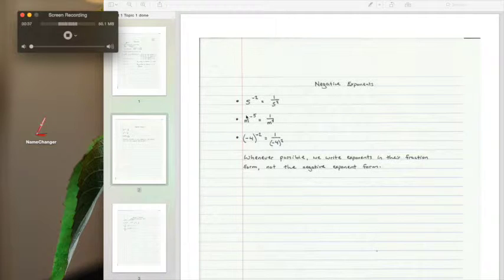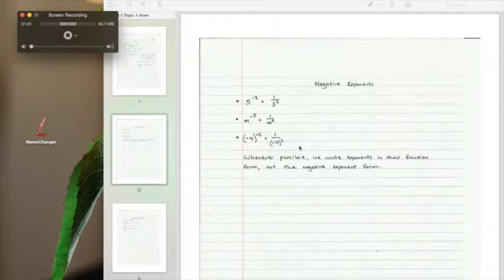This works as well even if you have a variable in your base. m to the power of -5 is 1 over m to the 5th. Same thing is true even if we also have a negative in the base. -4 to the power of -2 is equal to 1 over the base, -4 to the power of 2.